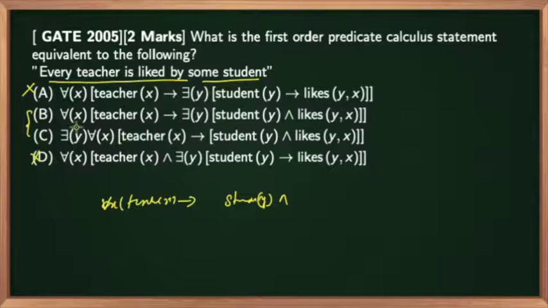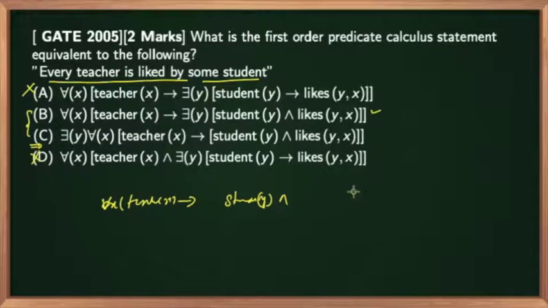Now if you see, the answer B is correct, right? For all x, teacher of x implies there exists a y, student of y, and likes(x, y). So this should be right. Let's see. Anyway, the choice C says there exists a y for all x.